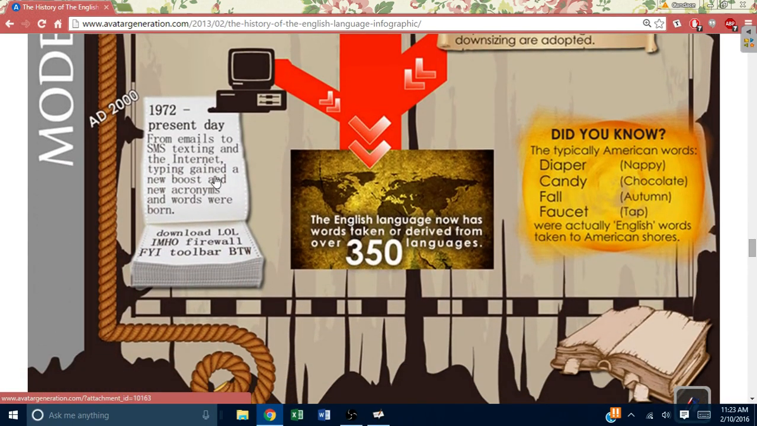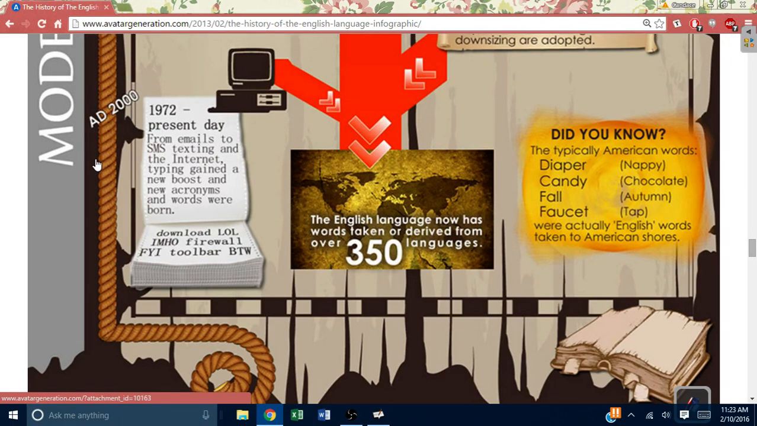So then we come to the present time. 1972 is when they say this started, but of course it's grown since then. Emails to texting to the internet, and new words were created. For example, download never existed before that. FYI, toolbar, by the way, etc.